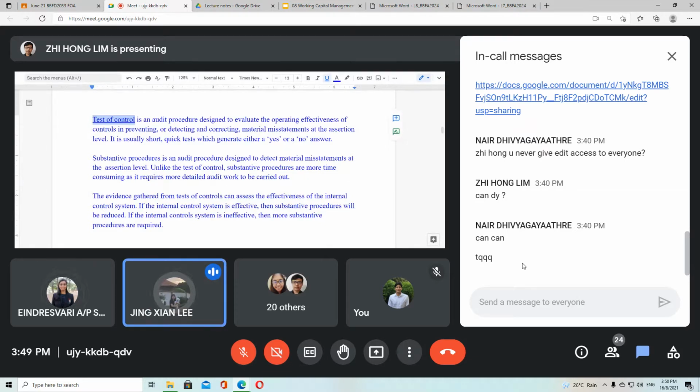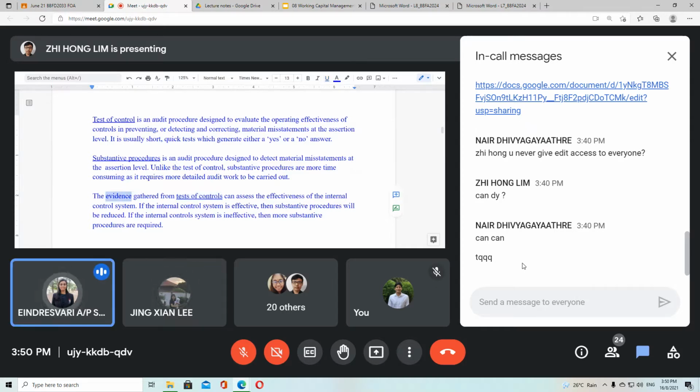So test of control is designed to assess the effectiveness of the internal control system, and it is usually a short and quick test which generates either a yes or no answer.